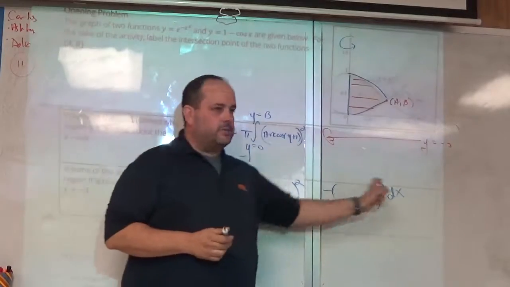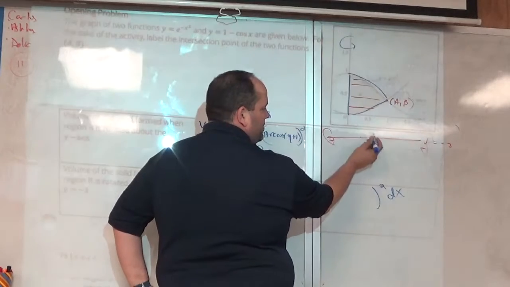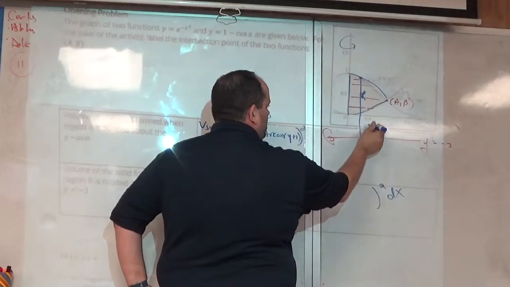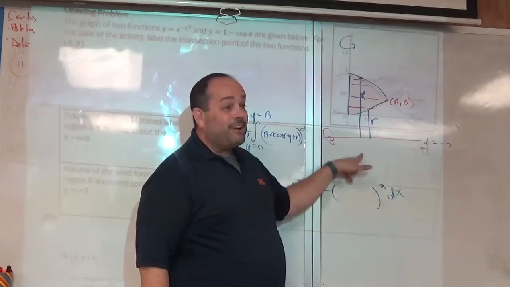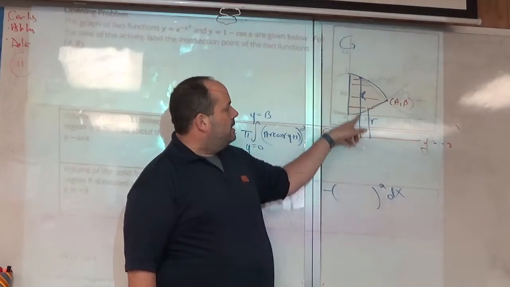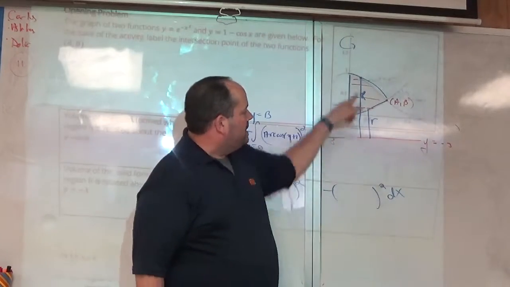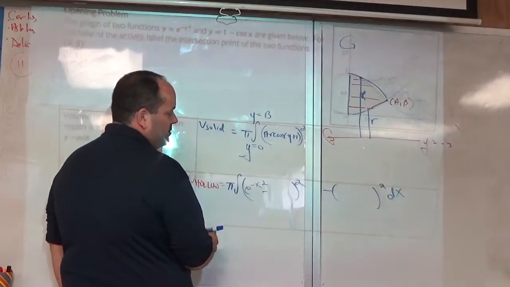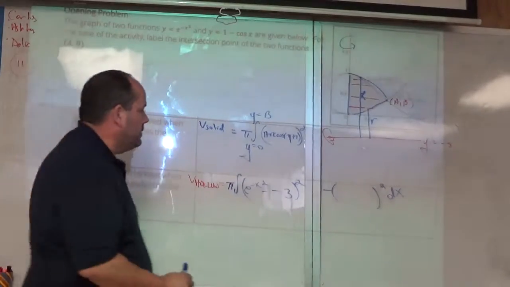Volume of a hollow object: big radius squared minus small radius squared. When you're going after the big radius, always start on your axis and go until you hit that outside curve. That's big R. Little r, do the same thing, but you stop at the inside curve. How long is that radius? It's always top minus bottom, or right minus left. Top function, e to the negative x squared, minus the bottom function, negative 3, which means plus 3.